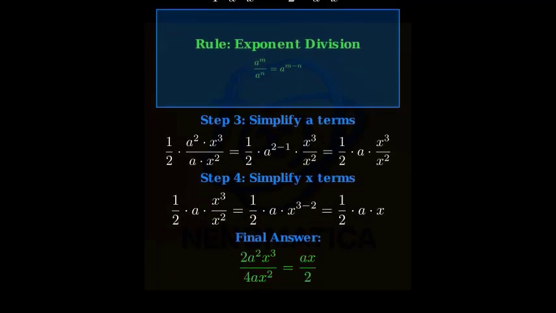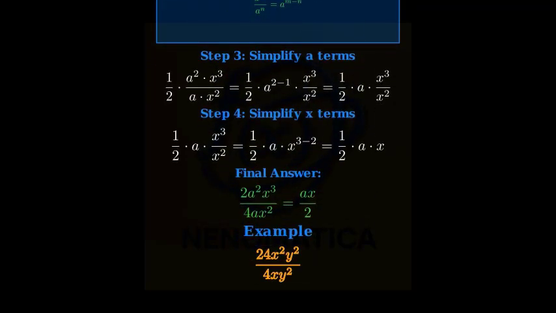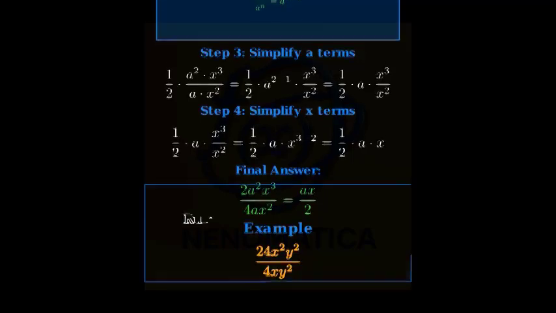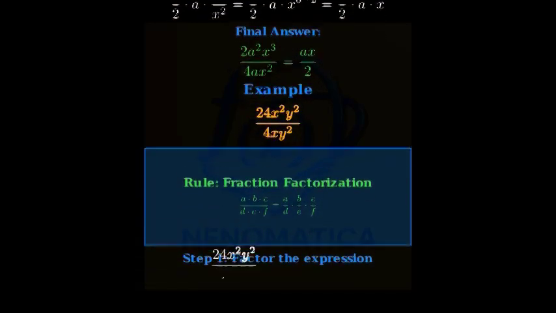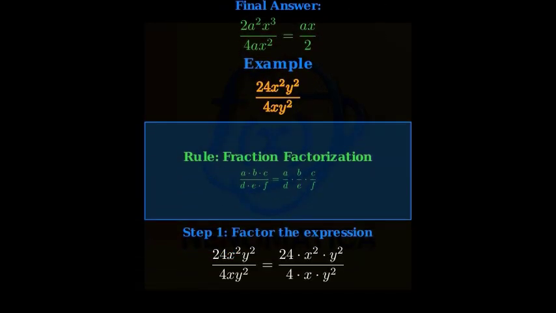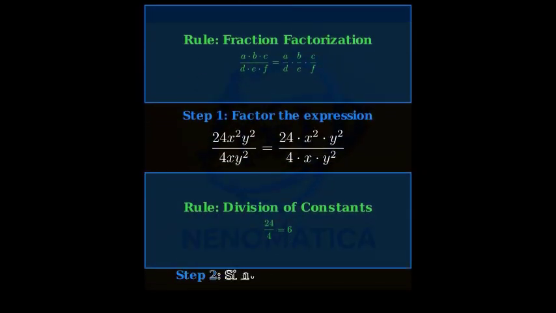Now, let's move on to our second example. Similar to our first example, we'll break down the numerator and denominator into their factors. Let's start by simplifying the constants. We have 24 in the numerator and 4 in the denominator. We can divide both by their greatest common divisor, which is 4. 24 divided by 4 equals 6.